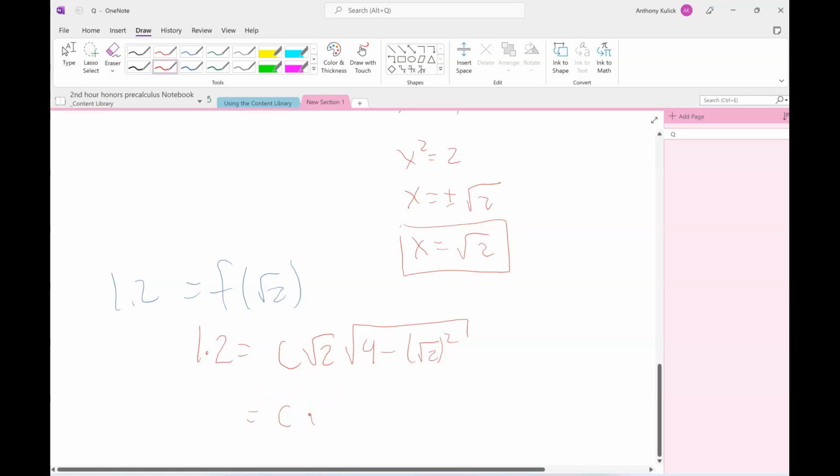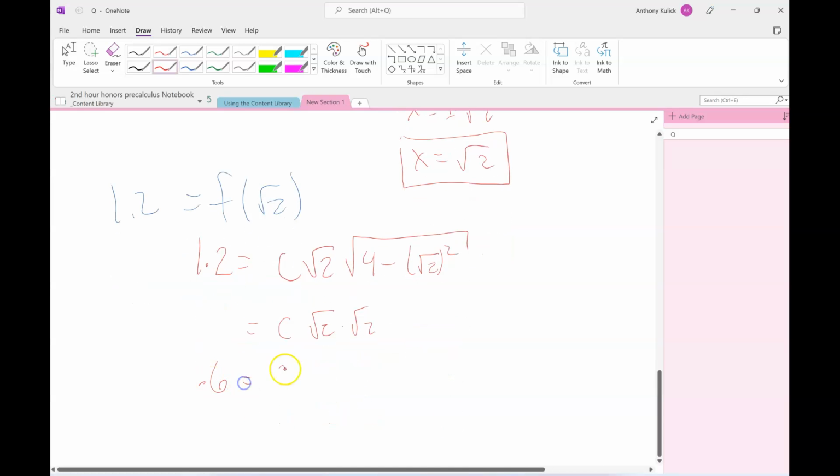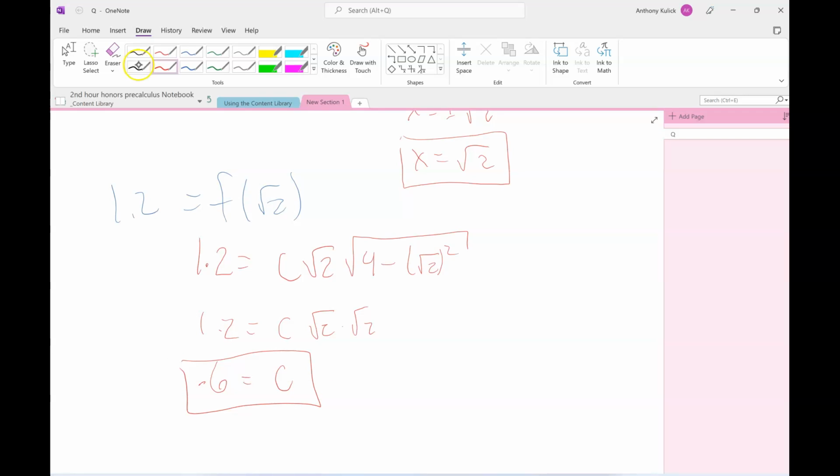So that's going to give me root 2 times root 2, which is the same thing as 2. So 1.2 divided by 2 is 0.6. That's doable. It really is.